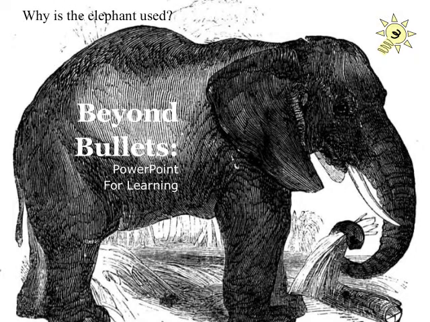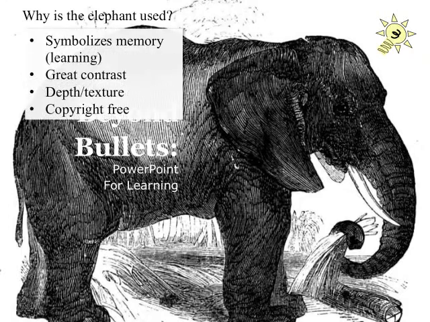So I'm going to ask you, why is this elephant used? Why did I do that for this particular presentation? It's about PowerPoint for Learning. Well, one, an elephant symbolizes memory. Another reason is that there's great contrast. The elephant is so big, and it's a black and white type of contrast. It's a color scheme that's very easy to work with. Also, there's depth and texture because it's a pen and ink drawing. And it's also copyright free because it was found through Dover Clip Art.